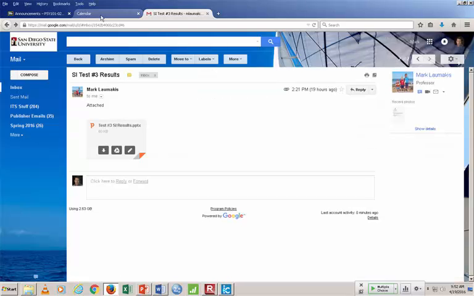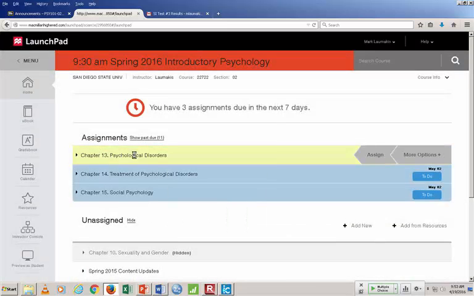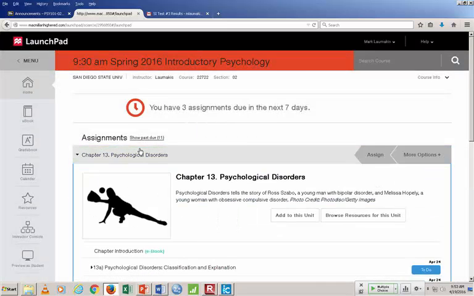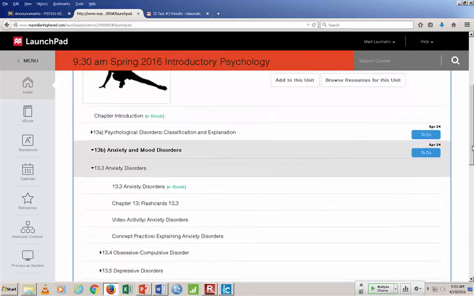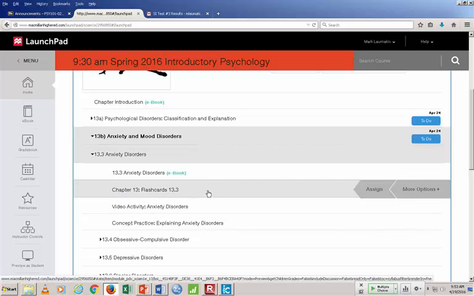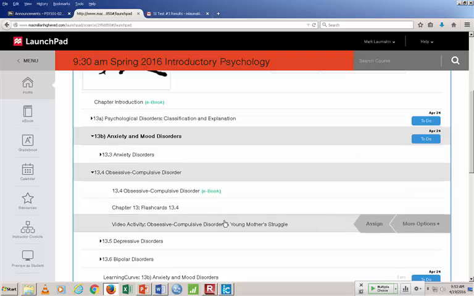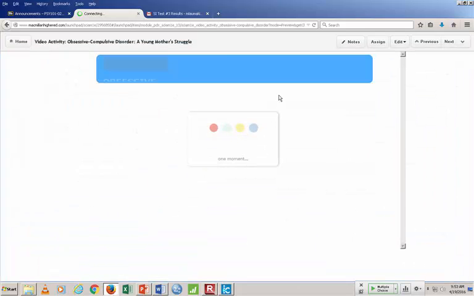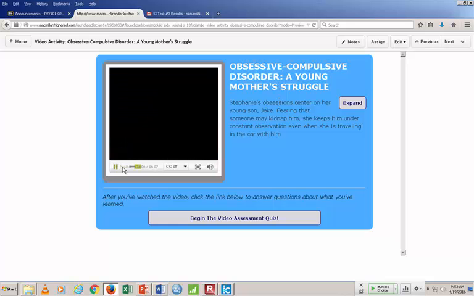So let's find it. We're going to go here. This is just in chapter 13 in the anxiety disorder section. So I click on this guy, and anxiety disorders is 13.3. Where is it? No, it's here. I'm sorry. It's under the OCD section 13.4. OCD, a young mother's struggle. It's about 6 minutes or so here. Let's check this out.